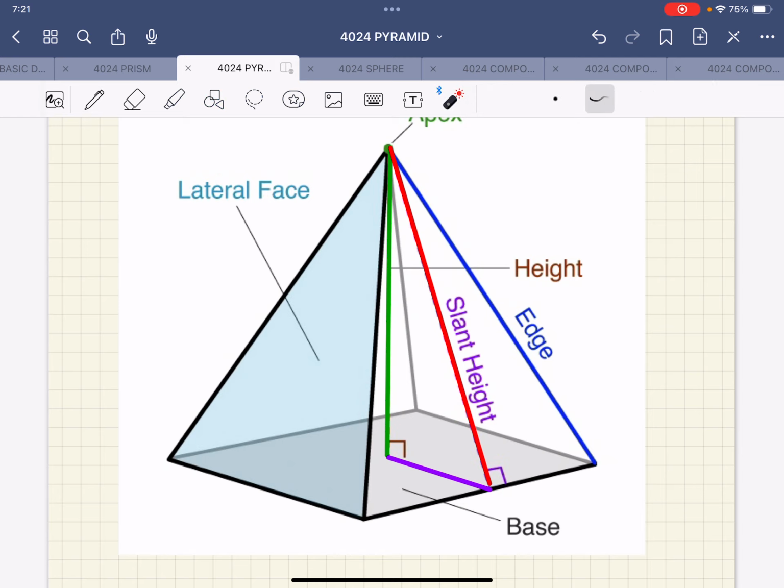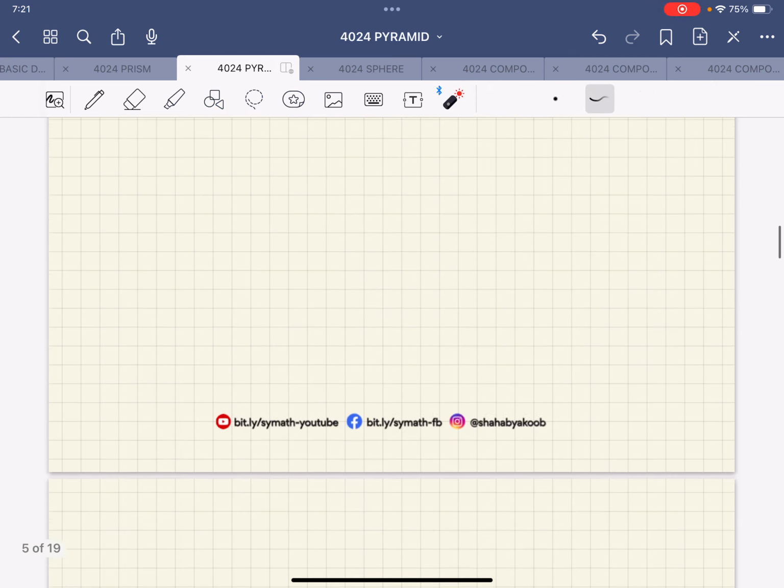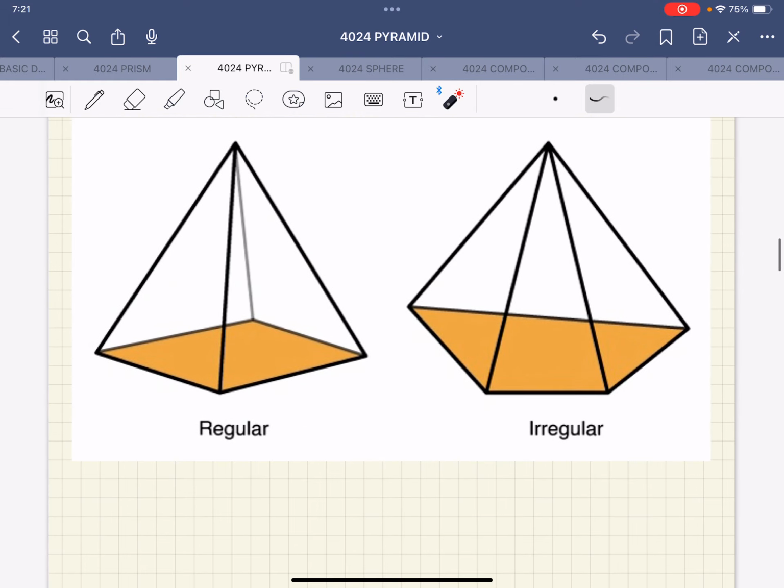Just want to make sure that everything is crystal clear. So this goes like this. Now, there are two kinds of pyramid. This is a regular pyramid because the base has equal sides.